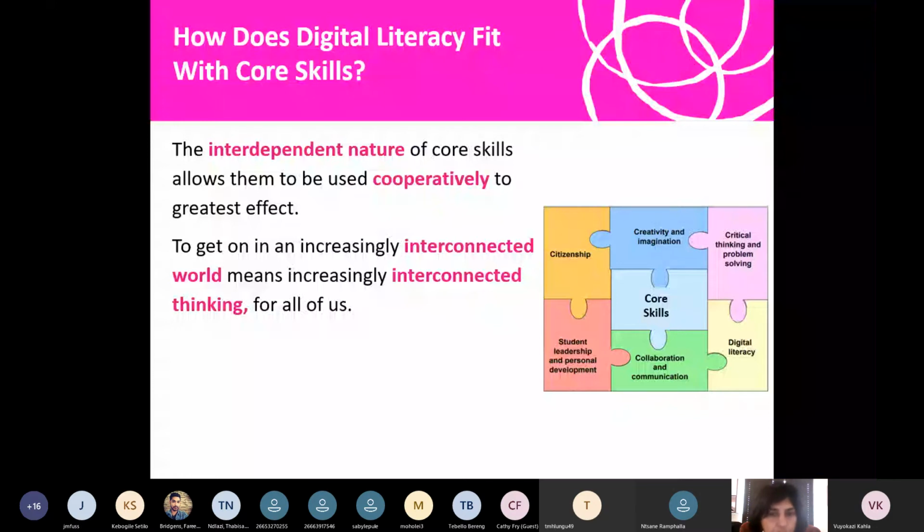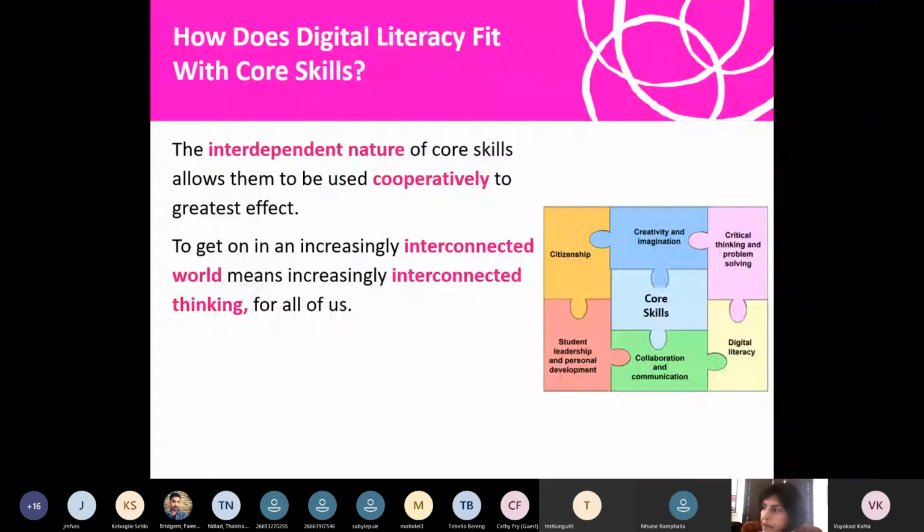They work collaboratively, cooperatively, and we are living in a world that's increasingly becoming interconnected. What happens in China affects us. What happens in the US affects us. What happens in South Africa affects Lesotho. What happens in Lesotho affects South Africa. So we need to start seeing the world. The young people need to start seeing the world as a globally interconnected place.